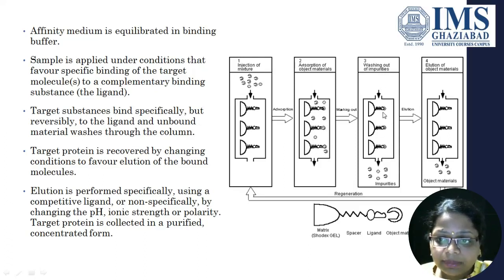This is the washing step, in which the unbound, or non-bound, sample components are eluted from the column. At this step, the adsorption between the target and the ligand has taken place, and the non-bound components have now left the column. The last is the elution step, in which we elute out the desired components, that is, our target analyte.